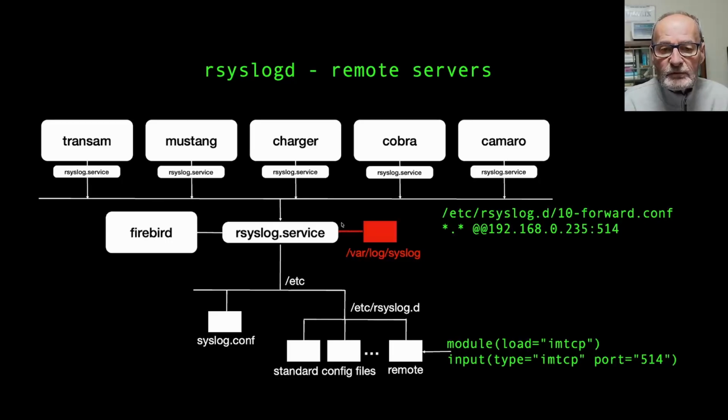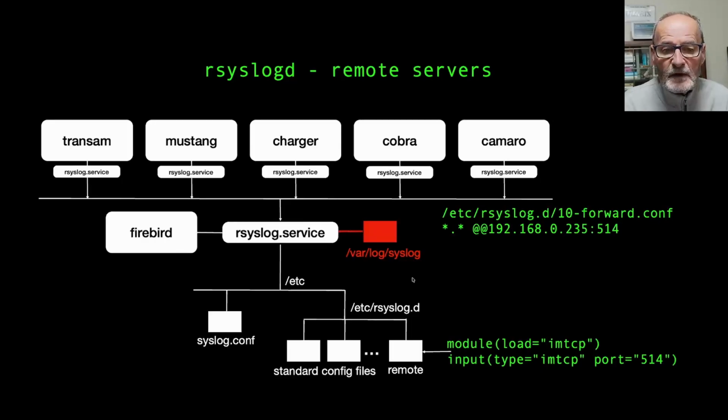And then finally, we've got this somewhat cryptic-looking entry, which basically says, where am I going to send these logs and to which port? Okay, and the at sign, if there was a single at, it would mean use UDP, but there are two ats, so that's saying use TCP, which is the recommended way nowadays. So that's what that means. Okay, so these servers are now all logging to Firebird.